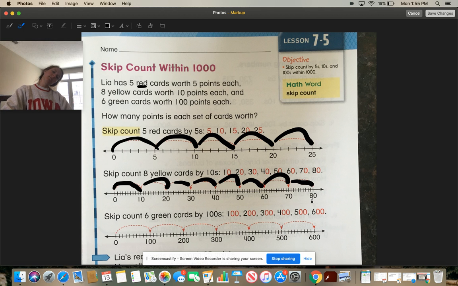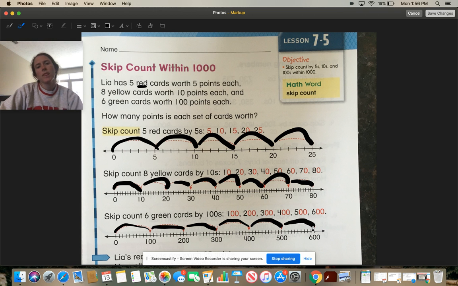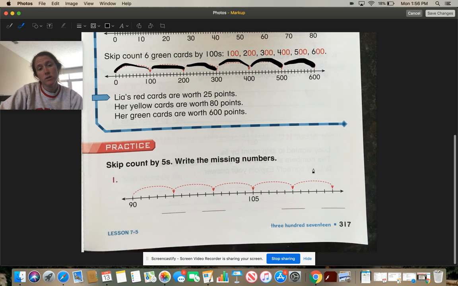Now it says skip count 6 green cards, and we're counting by 100s starting at 0. So we have 100, 200, 300, 400, 500, and then 600. So let's scroll on down to the bottom, and it reads Leah's red cards are worth 25 points, her yellow cards are worth 80 points, and her green cards are worth 600 points.